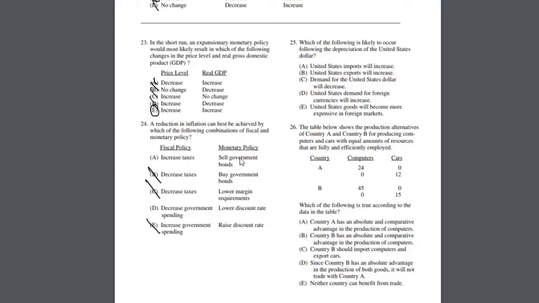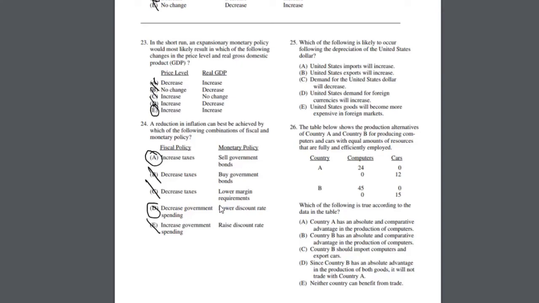So, now we look at increased government spending, increase taxes, it's going to decrease aggregate demand. Sell government bonds, it's going to decrease the money supply, increase nominal interest rates, and decrease investment. So, it's going to decrease aggregate demand. So, we got A for 24. Decrease government spending, that will decrease aggregate demand, but lower discount rate, that will actually increase the money supply and increase aggregate demand. The money supply is correlated with aggregate demand, so if you increase the money supply, it's going to increase aggregate demand, by the way.